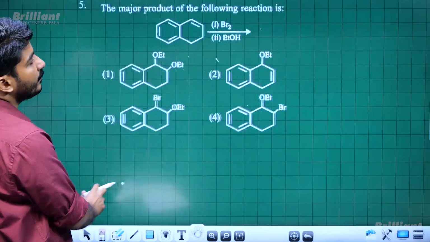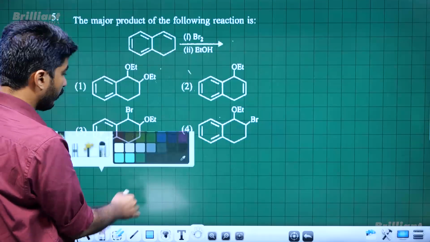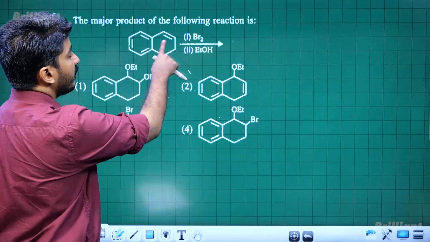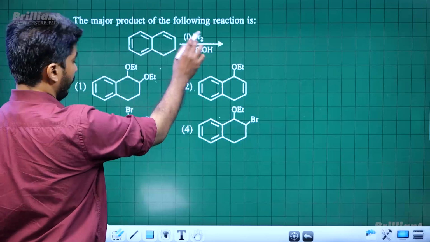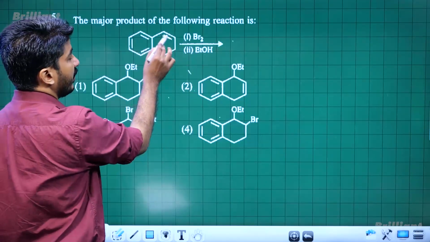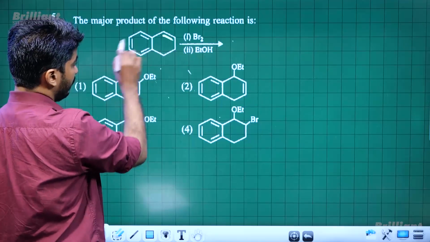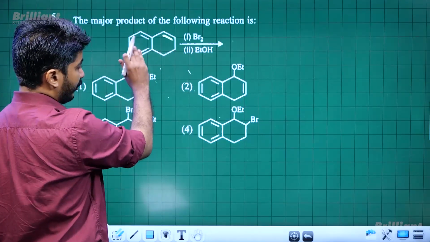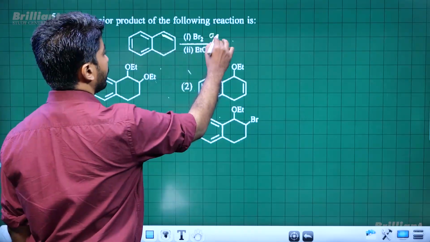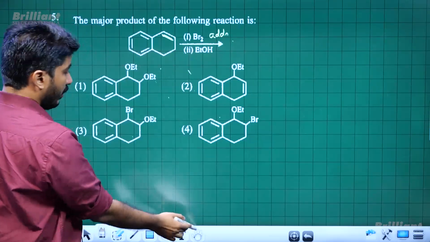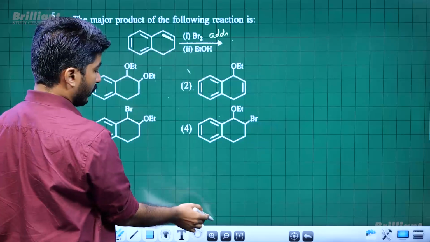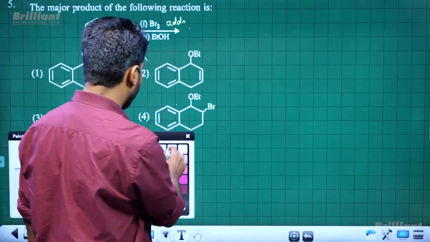The major product of the following reaction is, you can see a sequential reaction. First, they have given bromine. We know what is the role of bromine on this compound. This is doing an addition reaction, because here we can see an alkene. This is an aromatic ring that will not just simply react. This is an alkene, and alkene shows addition reaction first. And then we are adding ethanol.